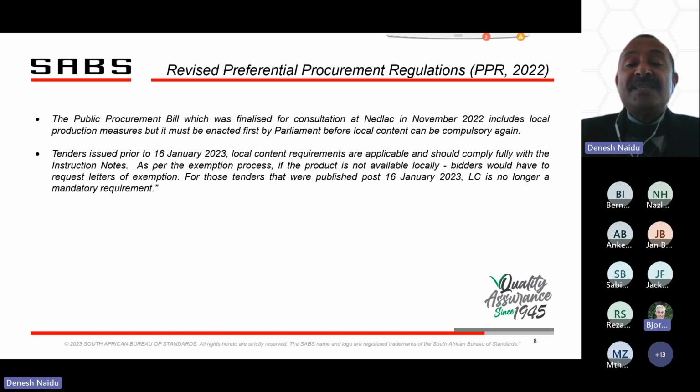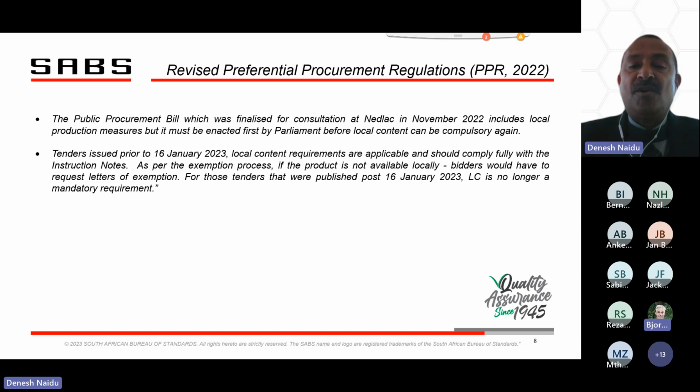So I think this slide, I'm going to pause on it for a moment. And I think we'll read it specifically so that there's clarity around the way forward. So the Public Procurement Bill, which was finalized for consultation at NEDLAC in November 2022, now includes local procurement measures, but it must first be enacted by Parliament before local content can be compulsory again.